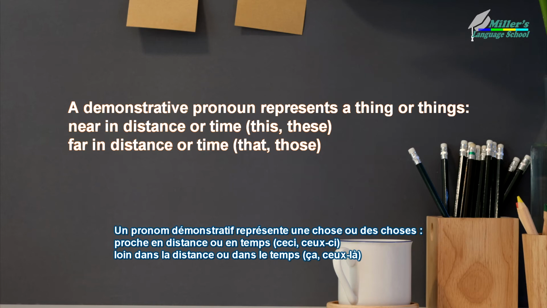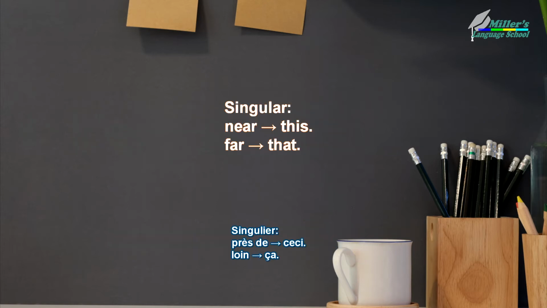The demonstrative pronoun represents a thing or things. Near in distance or time, this, these. Far in distance or time, that, those. Singular. Near: this. Far: that.